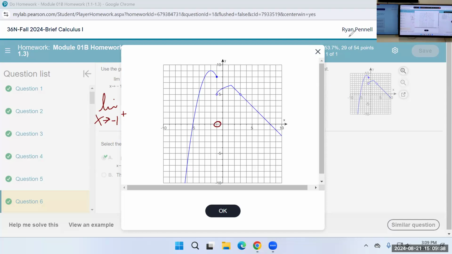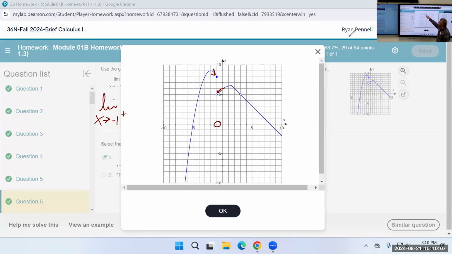So that's x equals -1. What's going on here? From the right, it's going here, which looks like it's +5. From the left, it's 6, 7, 8. So from the left, it's turning into 8. From the right, it's turning into 5. So they do not agree. I don't think the limit exists because they disagree, from left and right.